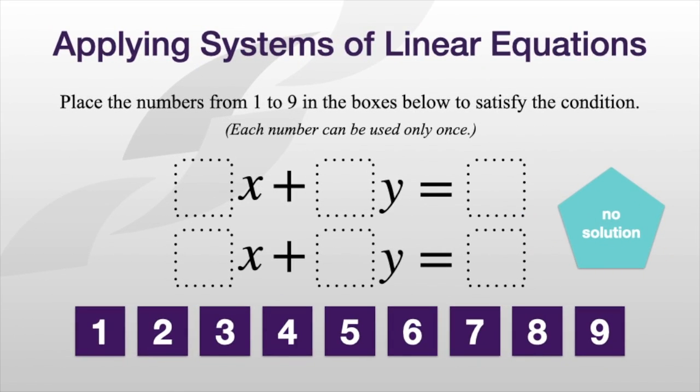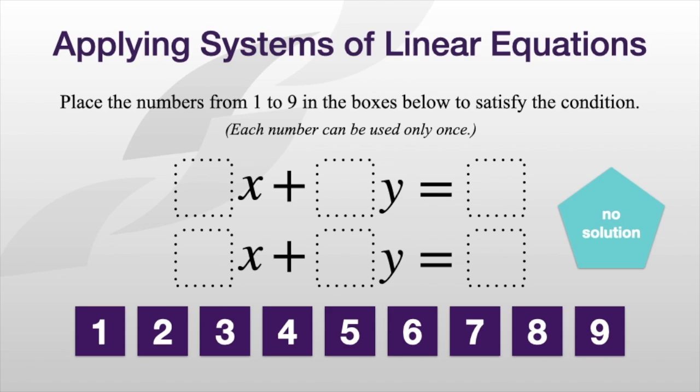Place the numbers from 1 to 9 in the boxes below so that the system has no solution. Each number can be used only once. One approach would be to randomly place numbers in the boxes until the condition is satisfied. A more efficient method would be to use reasoning. Remember that if a system has no solution, then its lines are parallel. That is, they have the same slope but different y-intercepts.